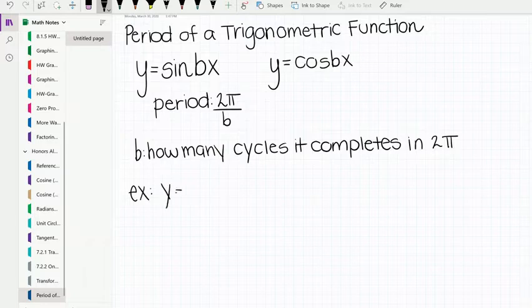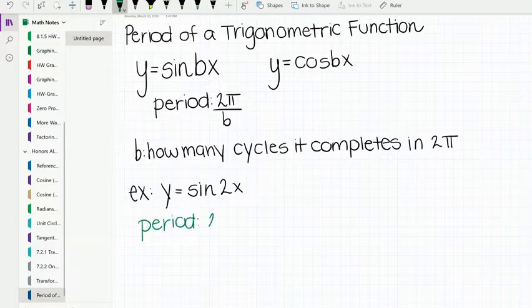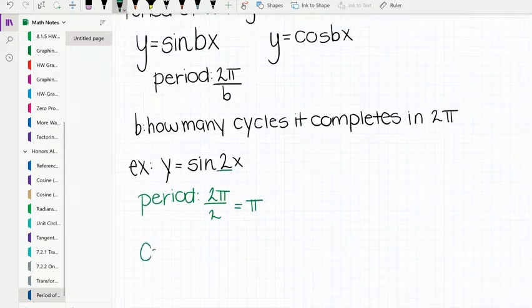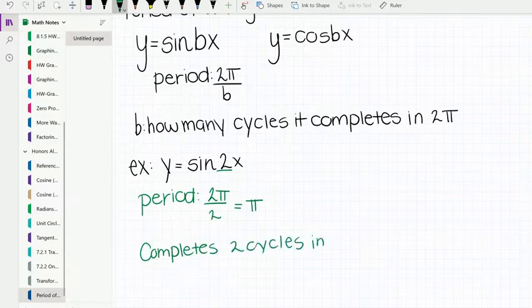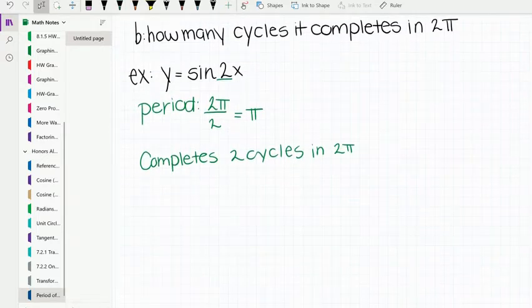First one, y equals sine 2x. We should easily be able to find the period. So the period is 2 pi over 2, which equals pi. And because it's 2, it completes 2 cycles in 2 pi.